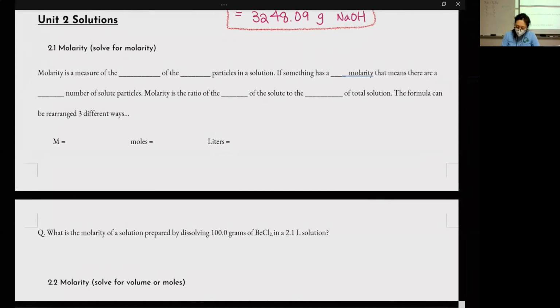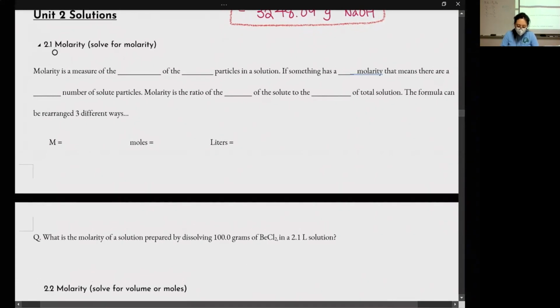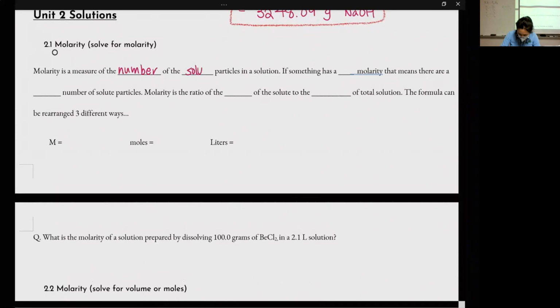Okay, so 2.1 is molarity question. We have fill in the blank question for molarity. Let's go through them. So molarity is a measure of the number of the solute particle in a solution. Okay, if something has a high molarity, that means there are lots of number or high number of solute particles.